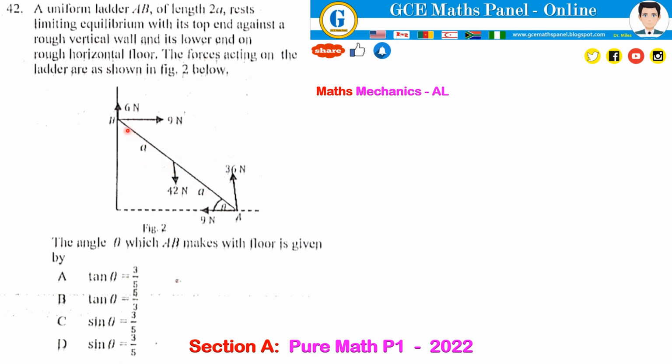Okay, so the tendency is that it should slide downward. So friction is acting upward, of 6 newtons. The tendency is that it should slide in this direction, so friction is acting in the opposite direction, of 9 newtons. Then the normal reaction here is 36 newtons. The normal reaction here is 9.